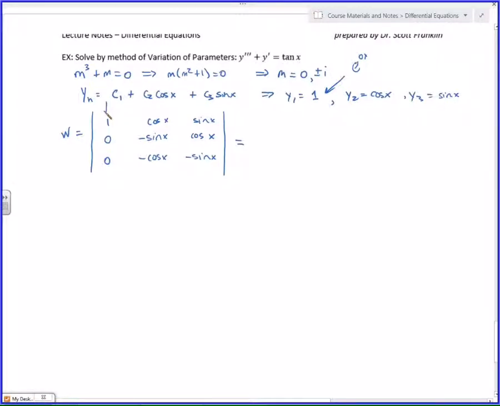If I expand along this column right here, do 1 times its minor, plus 0 times its minor, plus 0 times its minor. Do you remember doing minors, cofactor expansion? You have to remember the plus, minus, plus signs. But in this case, it's just going to be 1 times negative sine x, cosine x, negative cosine x, negative sine x, which is 1 times sine squared of x plus cosine squared of x, which equals 1.